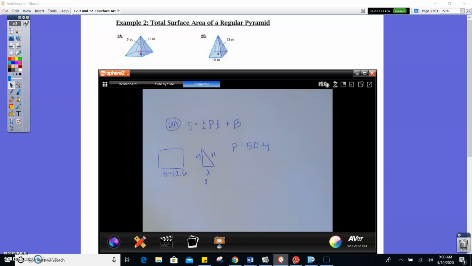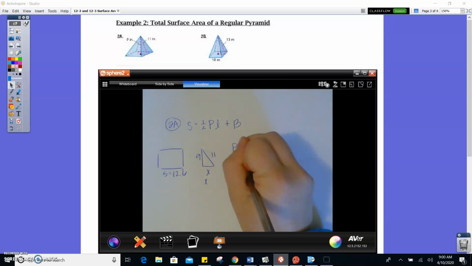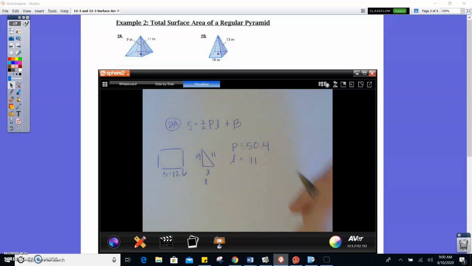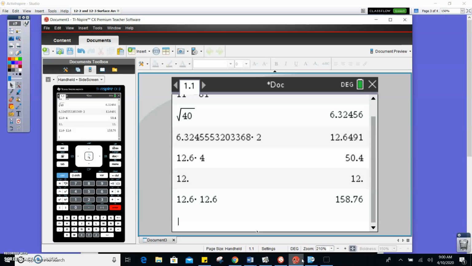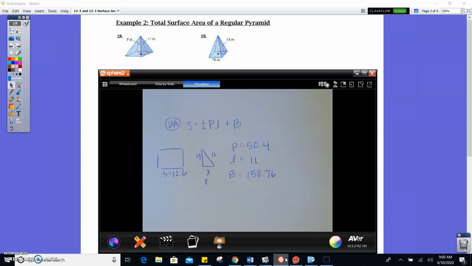50.4. And again, we know our lateral slant height was equal to 11. They gave us that. And for area of the base, it is a square, so I do know that it's just going to be my side multiplied by my side. So come over to our calculator again. And it's 12.6 times 12.6. We get a value of 158.76. So now I have every value that I need to substitute into my formula.